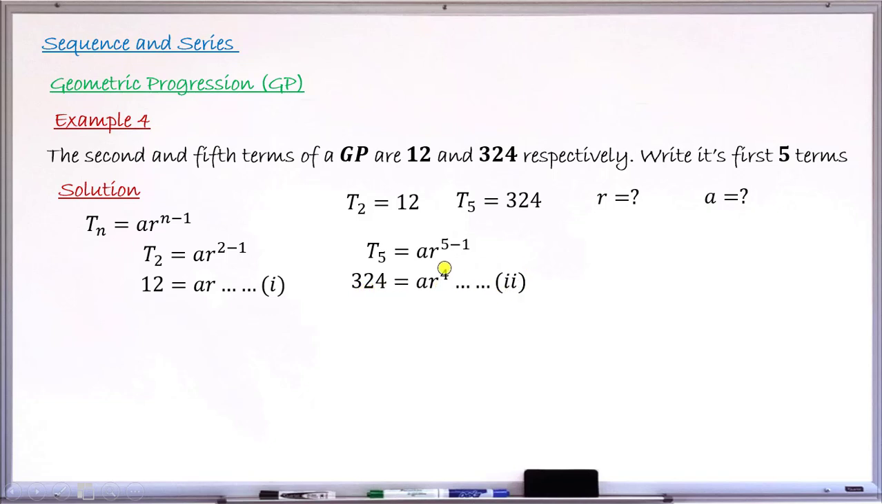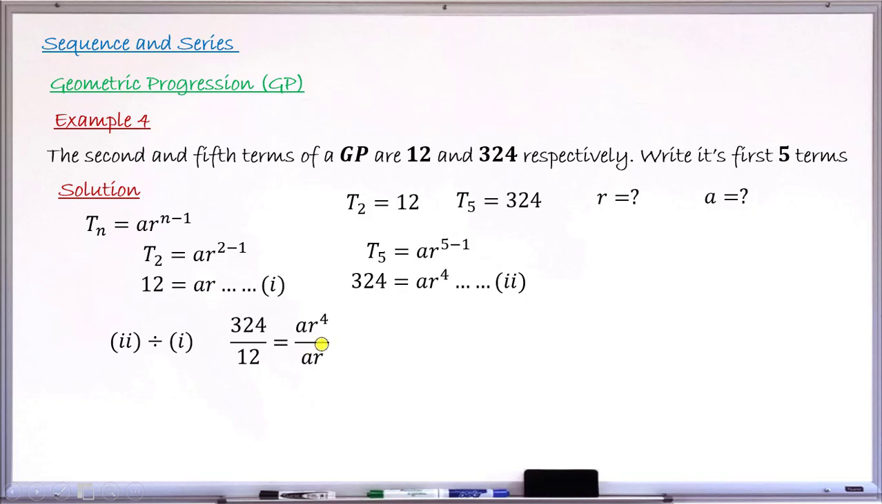This is my second equation. It is these two equations that I'm going to solve simultaneously to get A and R. So in an attempt to do that, let me divide equation 2 by equation 1. If it is divided by equation 1, you see A will now go. So I'm going to have 324 divided by 12, that is the left-hand side of each equation divided, equals the right-hand side, AR raised to the power of 4 divided by AR.